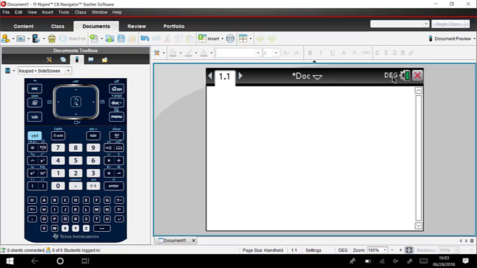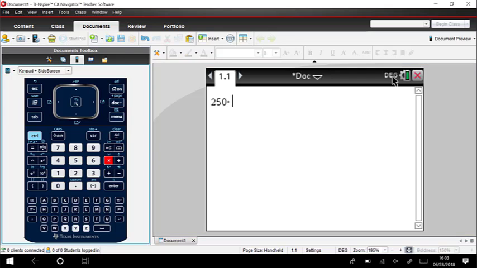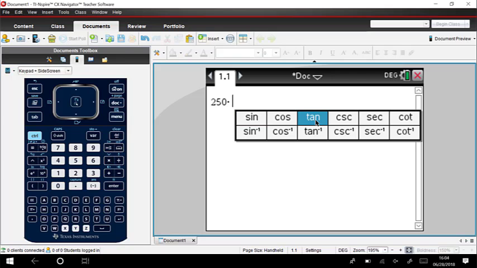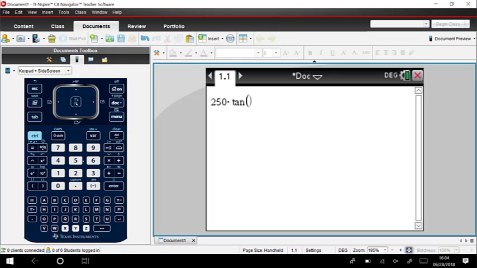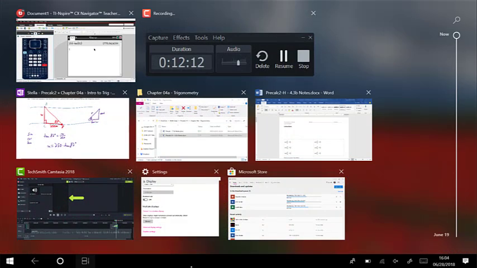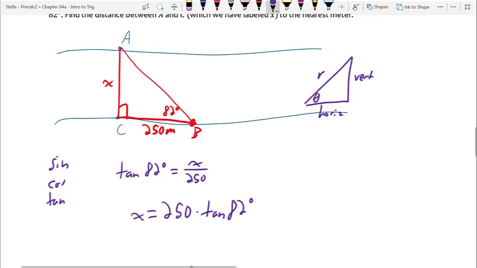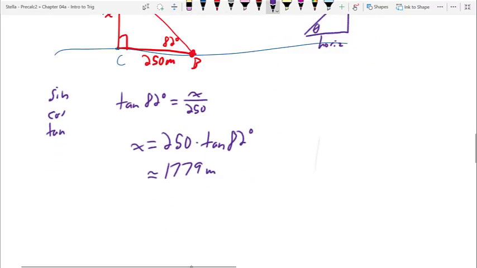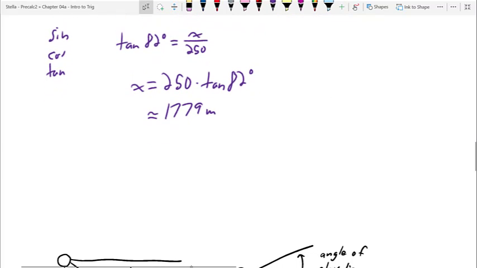The calculation I want to do in the calculator is the one from the board. So I want to do 250 times, I go to Trig, tangent of 82, and press enter. And I get, to the nearest meter, 1779. So that's about 1779 meters. I'm not going to ask you to put it in complete sentences.